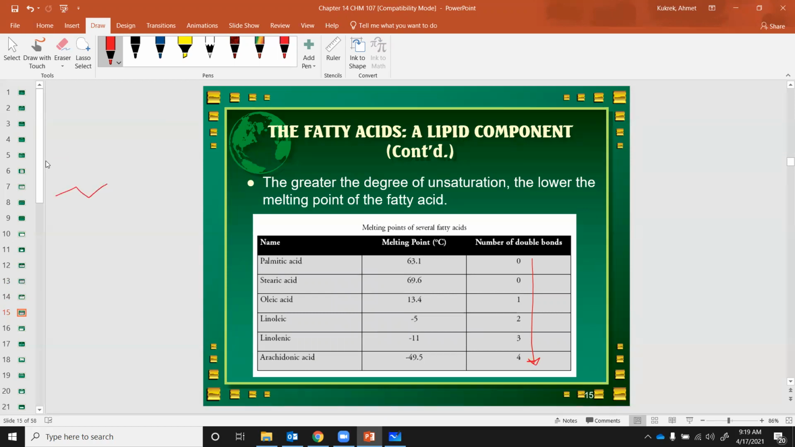Imagine if you have a cis double bond, then you're going to have a kink like that, right? Like that. So this is trans, sorry, this is cis. Then it will be difficult to pack. And as you increase the number of double bonds, it's going to be even much harder to pack. And as a result, the melting point is decreasing. You see that, right? That's the reason why the melting point is decreasing: because you are increasing the number of double bonds, and that's going to cause a problem to pack the molecules basically.